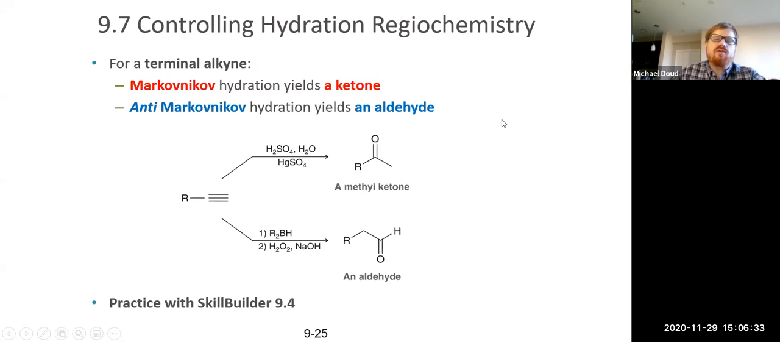So kind of summing everything up, when you take your alkyne, if you have a terminal alkyne, you do Markovnikov hydration, which is acid catalyzed with this mercury(II) catalyst. That gives you the methyl ketone in this case. If you do the same thing, but you use your substituted borane and hydrogen peroxide and sodium hydroxide, again, that's hydroboration. That gives you the aldehyde product.